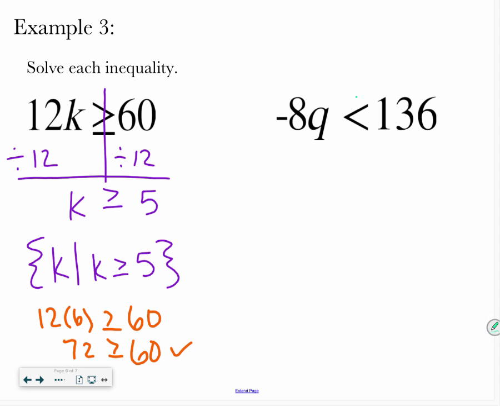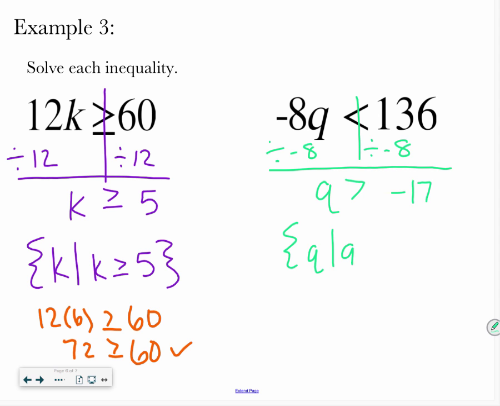We have negative 8q is less than 136, so I'm going to divide both sides by a negative 8. So I have q, and then 136 divided by a negative 8 becomes a negative 17. And I divided both sides by a negative 8, so I need to flip my inequality sign. So now if I practice my set builder notation again, I would do q, vertical line, q is greater than negative 17.